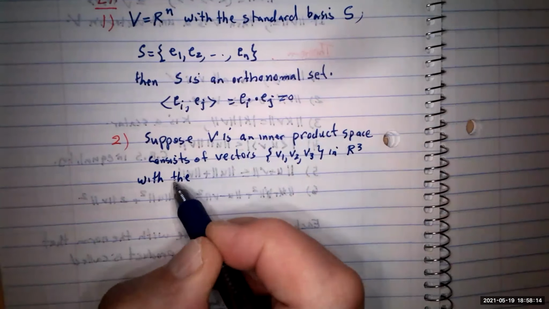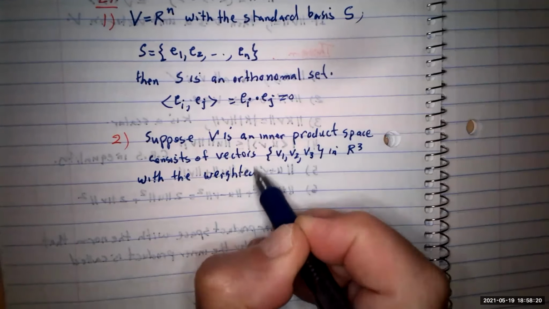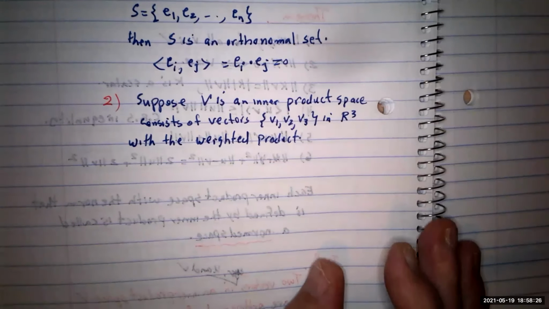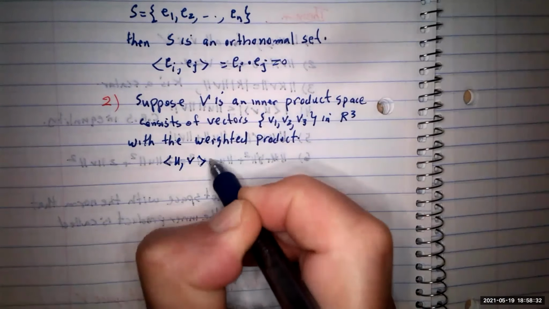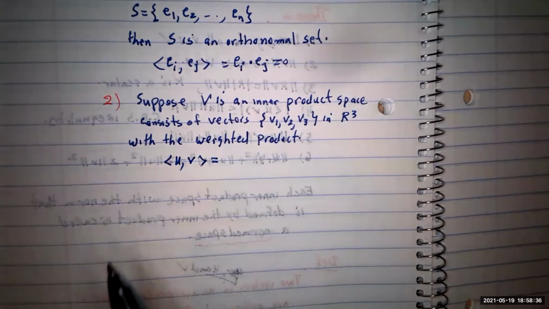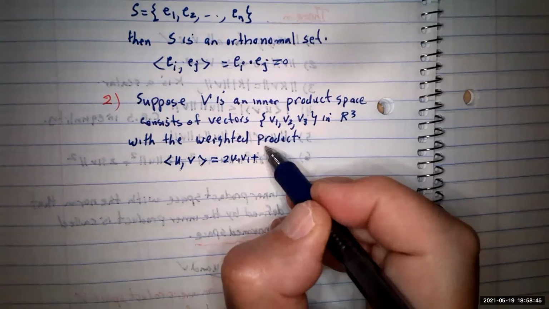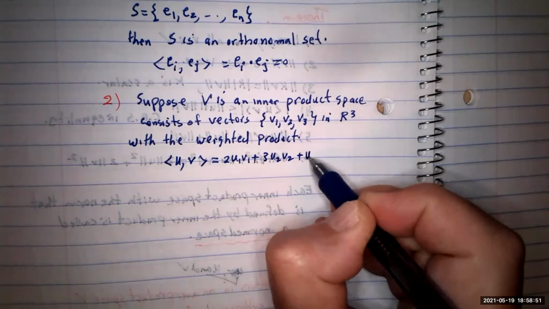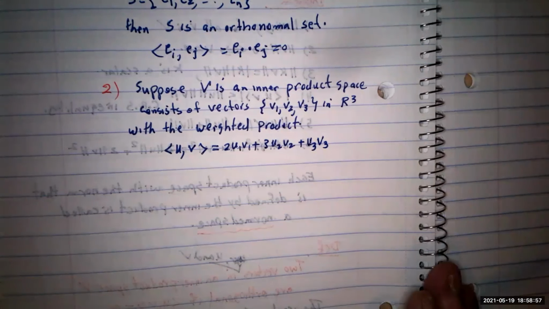Remember we talked about it the other night, and this is going to be a weighted product. Remember, you're just multiplying; it's like the inner product, but with coefficients. So the inner product of U and V is, the usual one, U1 V1 plus U2 V2 plus U3 V3. But you can have any number. So it's 2 U1 V1 plus 3 U2 V2 plus U3 V3. We know that this is going to be an inner product. Okay, so this is given to you.